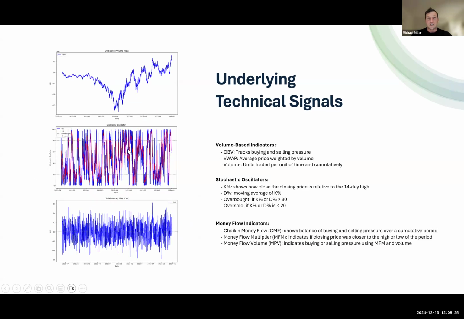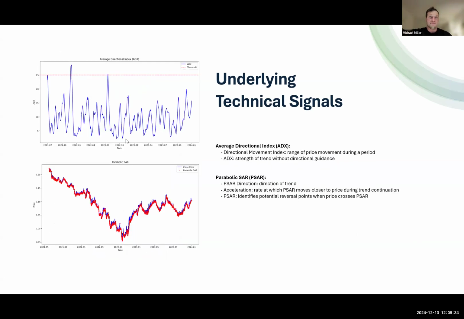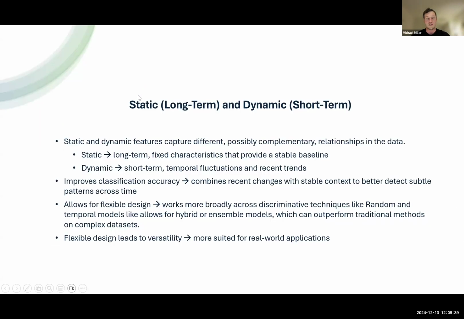And here are some other technical signals. We use volume-based indicators, stochastic oscillators, and money flow indicators. So moving on to the evaluation, as we were discussing before, static and dynamic features are present, and we need to have a combination of both in order to capture the long-term performance of these strategies and also be able to adapt quickly to short-term momentum.